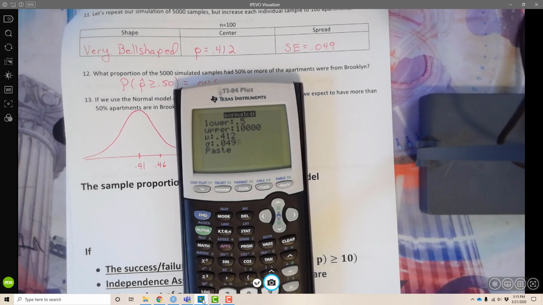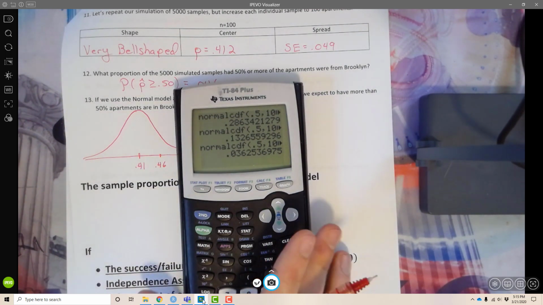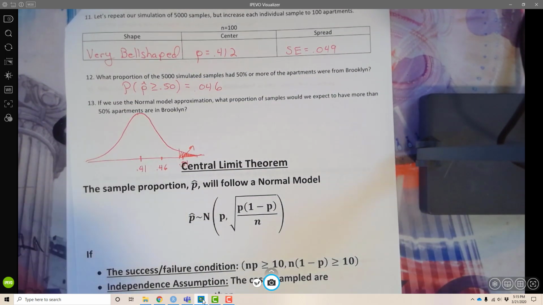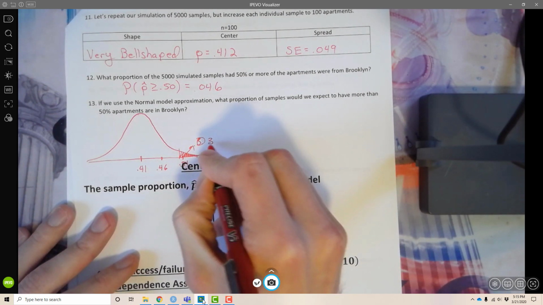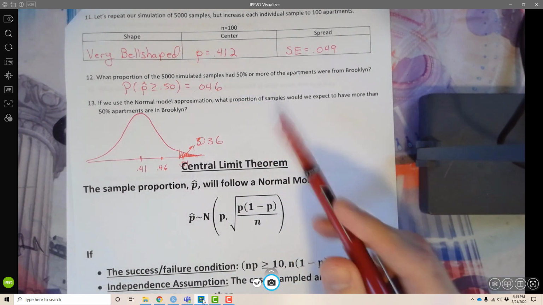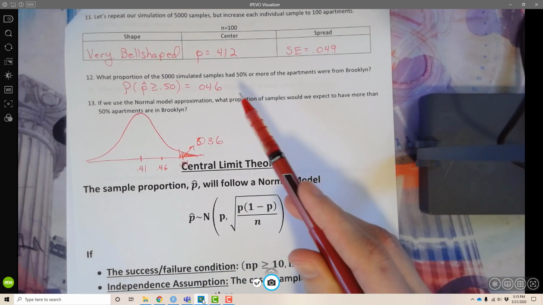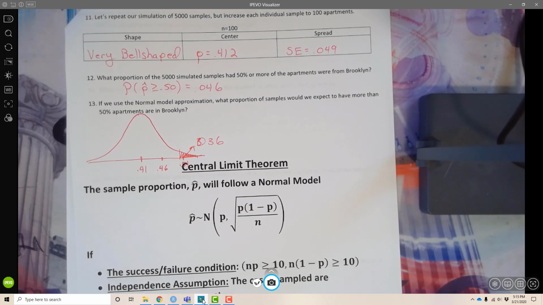So we'll change it from about 0.79 to 0.49, and we end up with a normal proportion of about 3.6%. 0.036, sorry about that. So, again, not exact, but it's only off by 1%. Using this normal approximation for a sample of 100 apartments gives us something really close to the actual percentage that we found in our data.